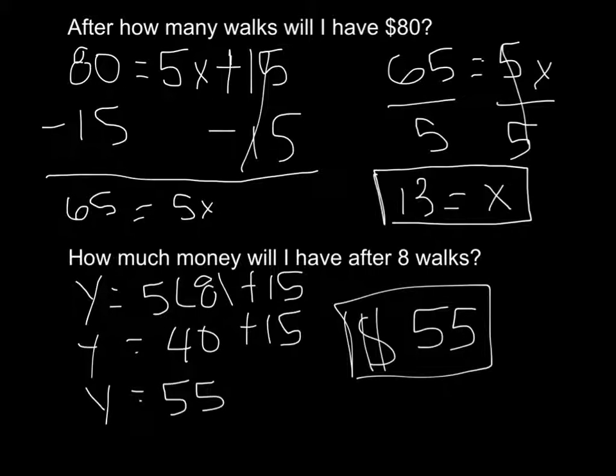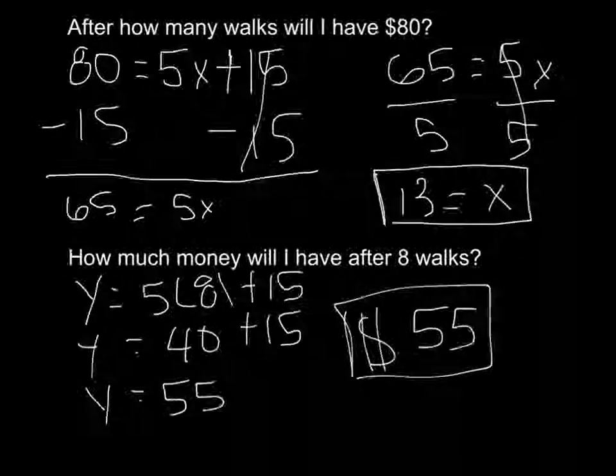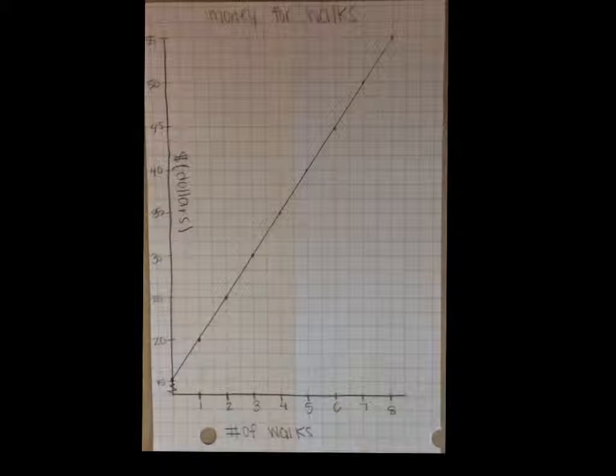So you take the equation y equals 5x plus 15, and you substitute 8 in for x, and you get y equals 40 plus 15, and you get y equals 55, so you'll have $55. This is the graph for the equation. The x-axis is the number of walks, and the y-axis is the number of dollars.